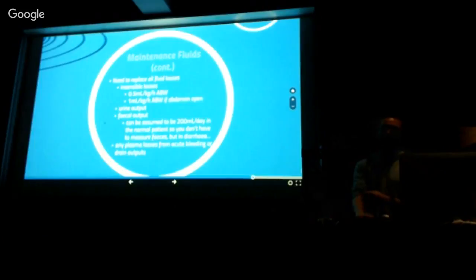So the way that you do it, for most people, it's 0.5 ml per kilo per hour of adjusted body weight. So unfortunately, in this case, the fat does soak up some of that fluid, okay? So adjusted body weight, 0.5 ml per kilo per hour is your insensible losses, and that you replace with crystalloid. Urine output is easy. You just replace their urine output.